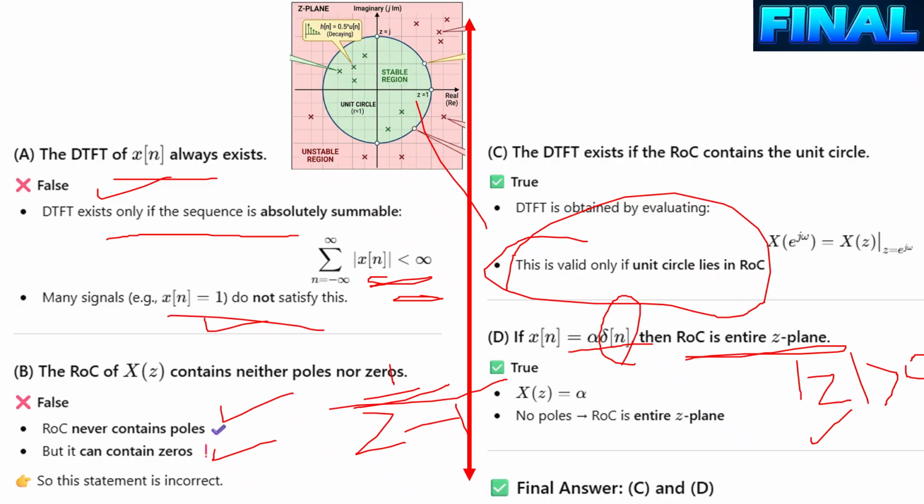So no pole, because there is no pole at all, right? Because X of z will be equal to alpha. So that is why it may not have any pole. So of course it will be stable. So option C and option D are both correct.